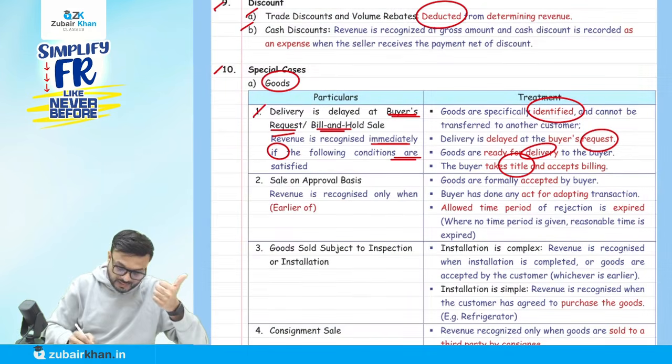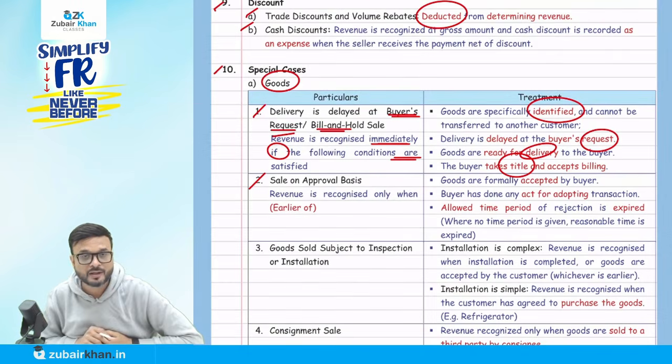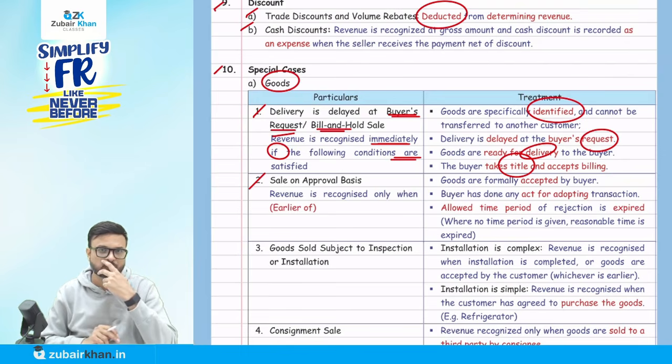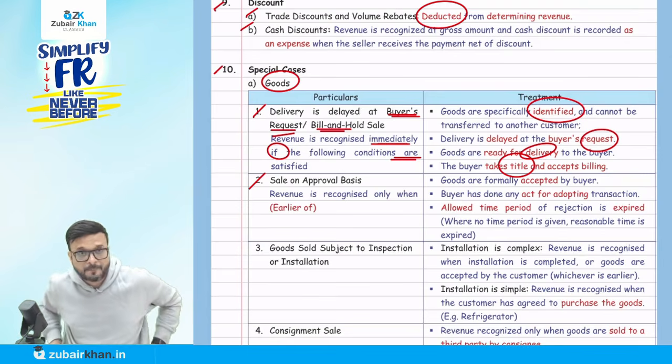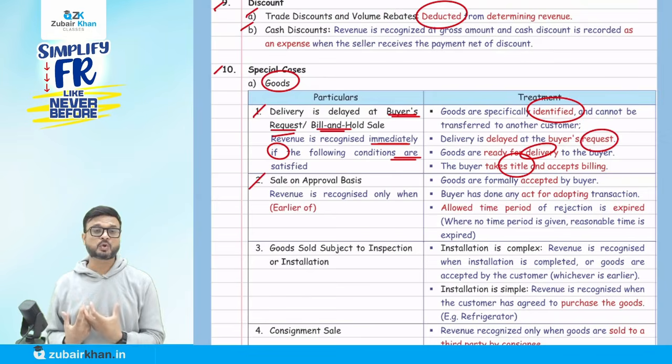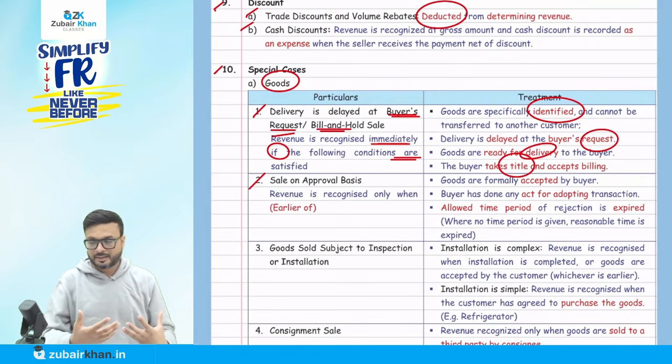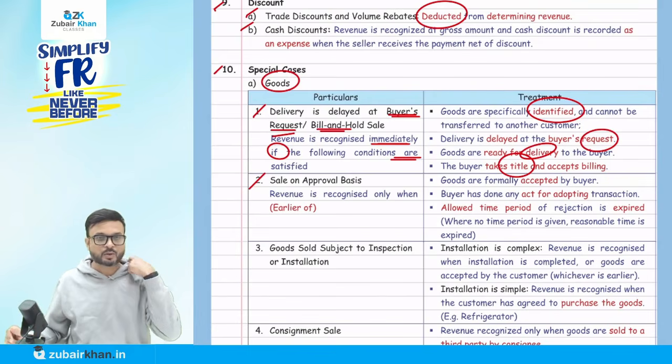Okay. Now the second is sales on approval. What is sales on approval? Maybe you heard about it if you're from the foundation level. I don't think it's in the foundation yet. Anyways, sales on approval basically means that I'm selling something, but certain customers say no, I don't want to take it.